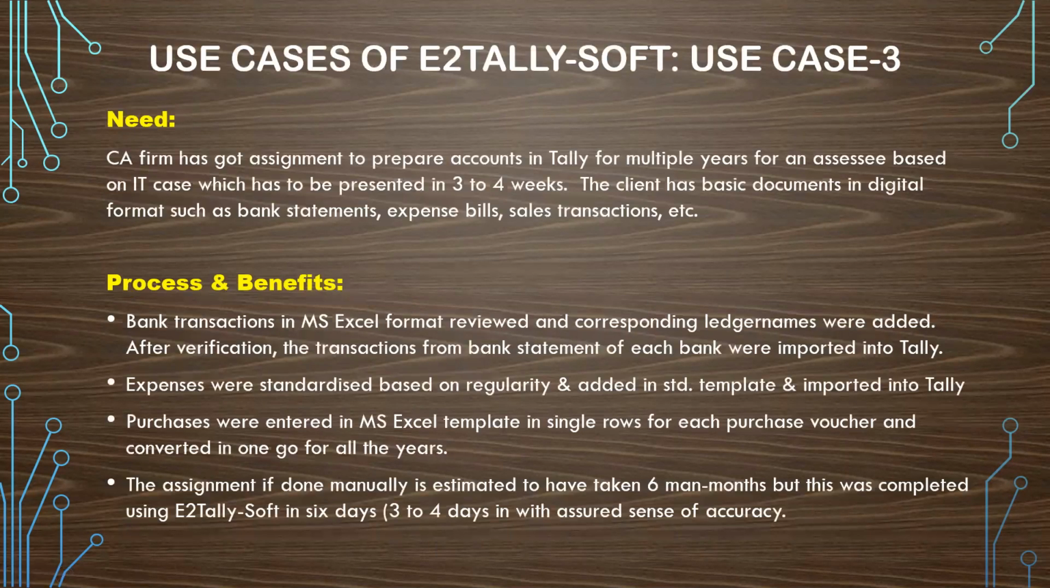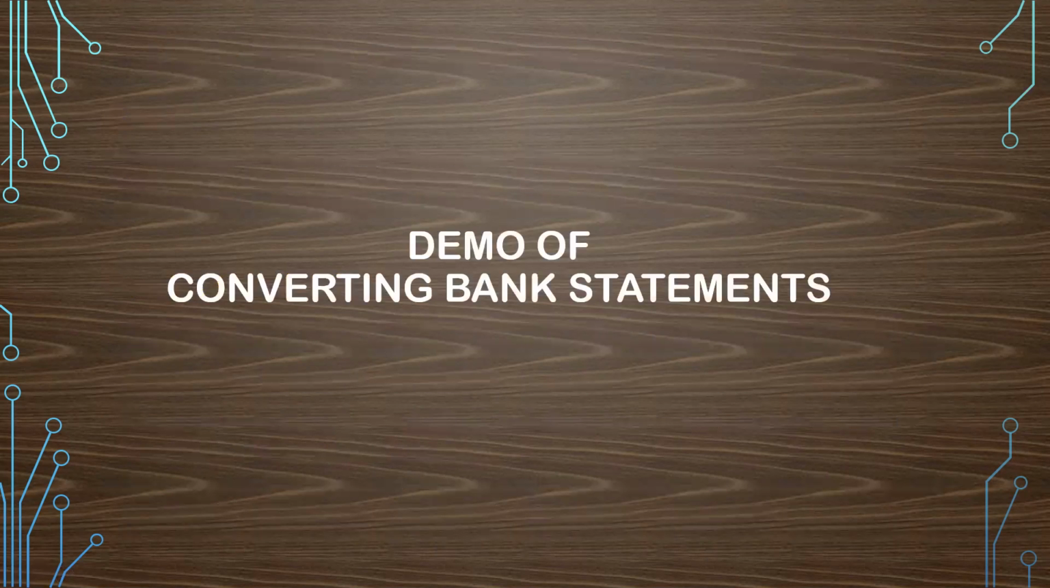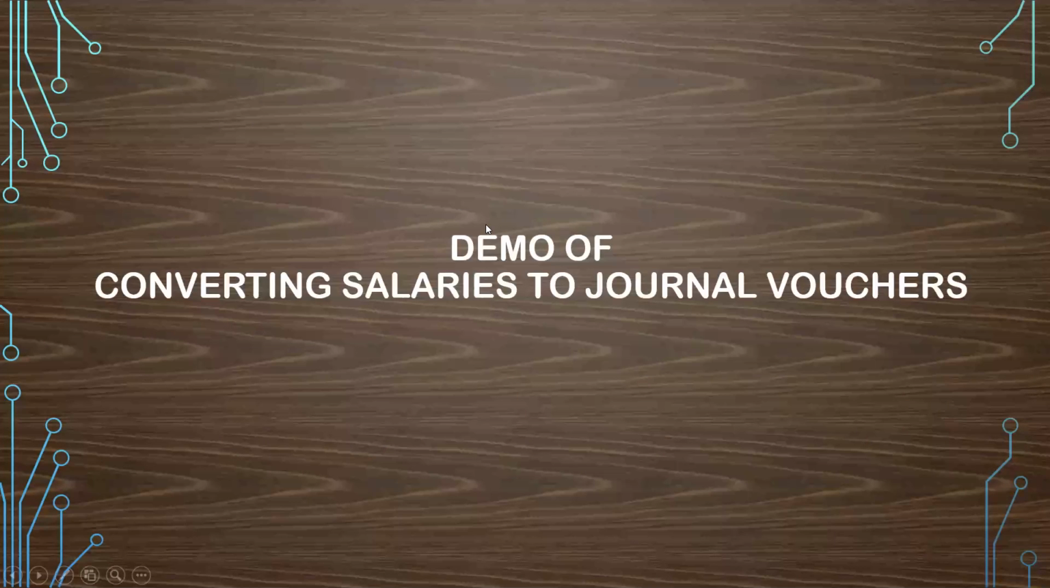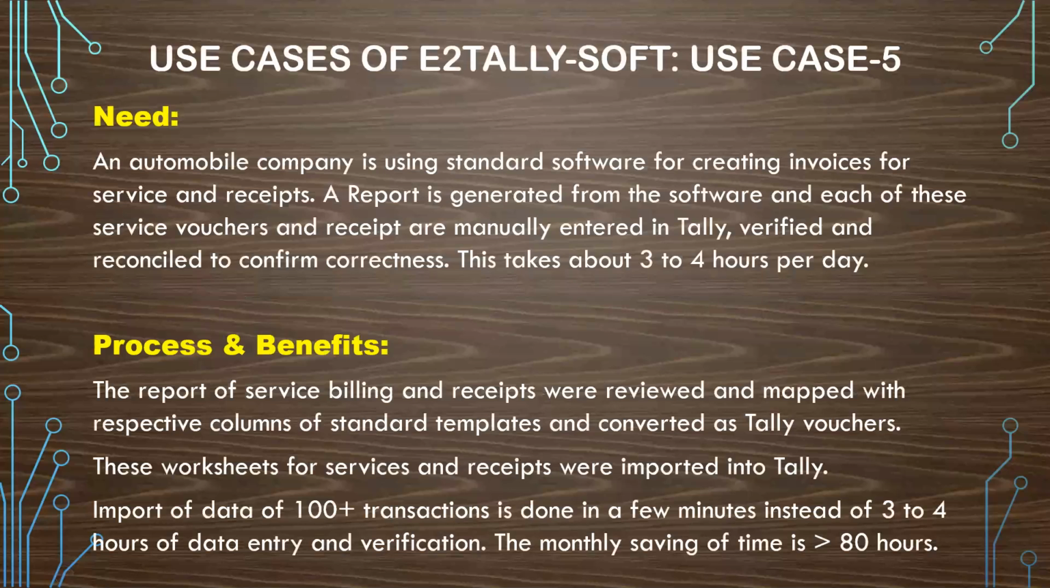We also have a case where you can import the bank statements. Multiple bank statements for each of the years can be imported in one shot. You also have this one company which has recurring entries. They have about 15 branches, and they have multiple JVs to be passed. What they do is they have prepared a template of all the JVs to be passed. For each month, they just modify that month, and then based on that, they're able to import all the JVs in one shot, which are regular JVs. This also I wanted to show you.